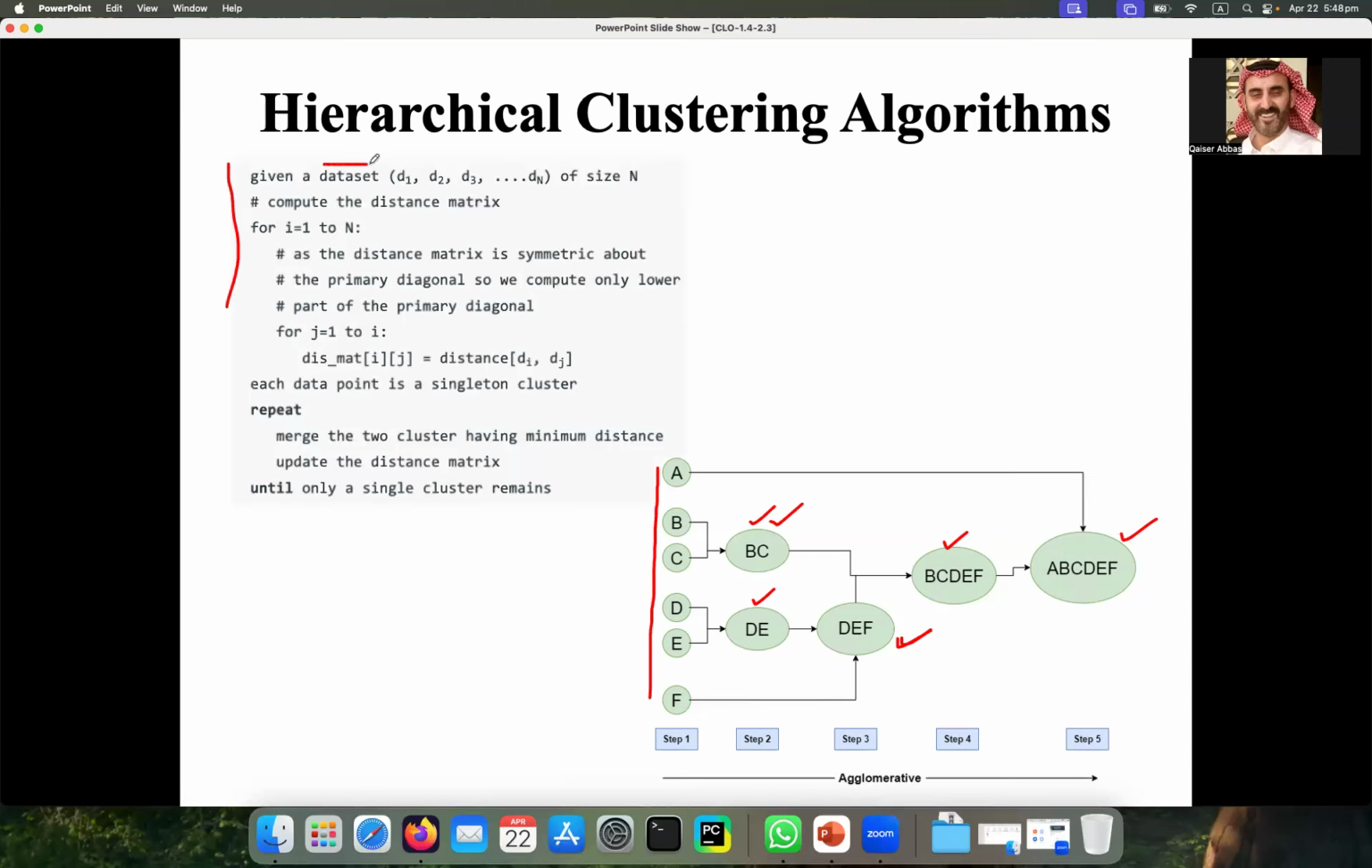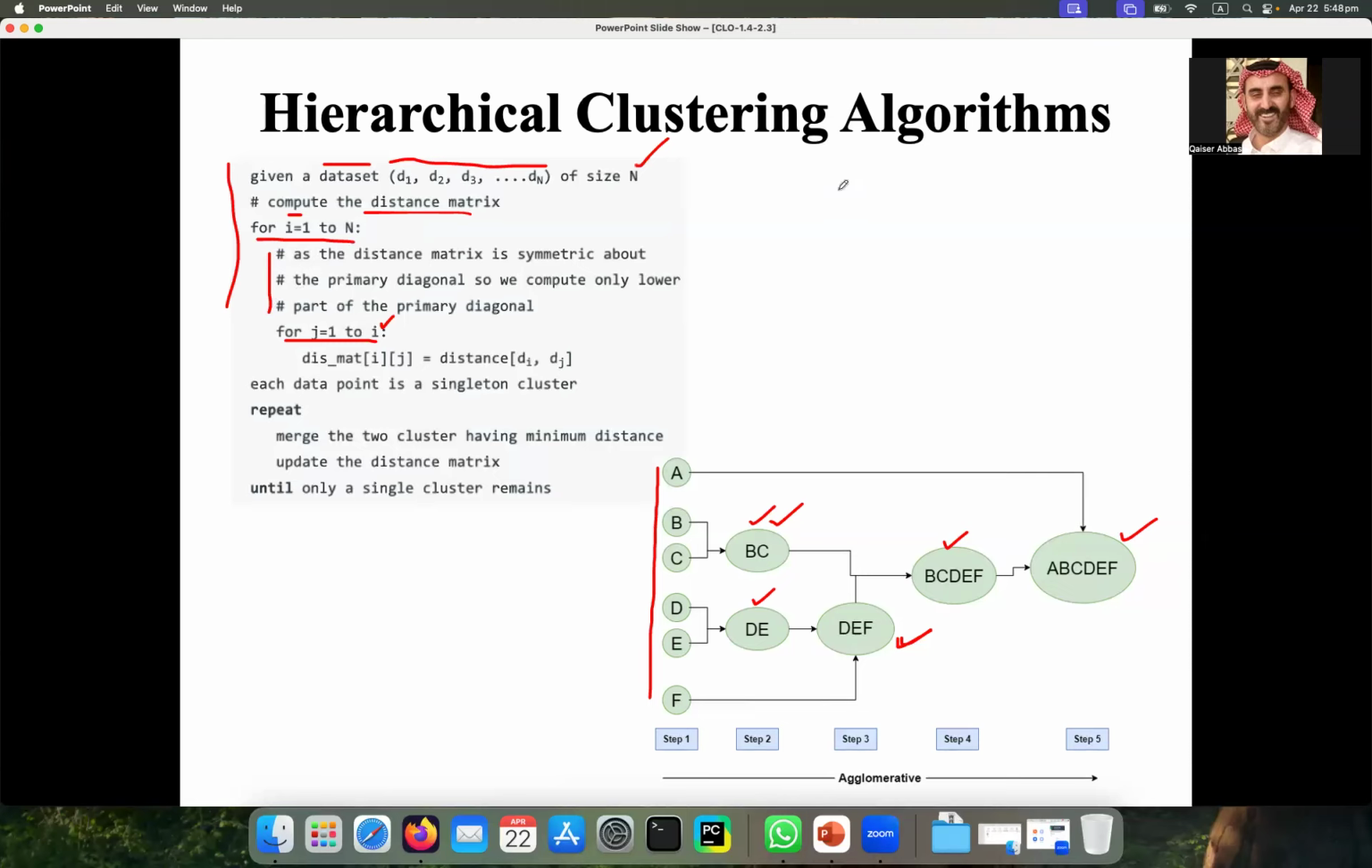Initially, you have the data set, which will have D1, D2, D3, and Dn. You can call them data points or whatever, of size n. What you will do is calculate the distance matrix. Here you have the first loop starting from for i equal to 1 to n, where n is the size of the data set. And then you have another nested loop in it, which is for j equal to 1 to i. Whatever the value of i is, j will go up to that point. And there are some comments written here.